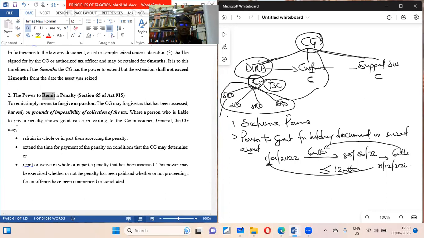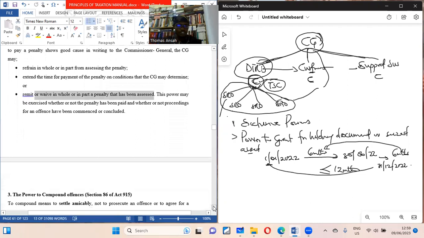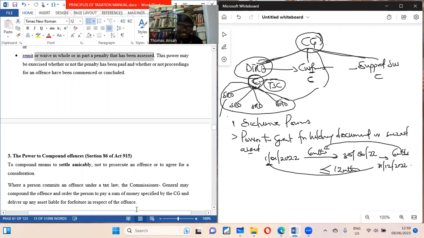All right. Now, it has to be under certain grounds. What are the grounds we are referring to? To remit simply means to forgive or pardon. So the Commissioner General can forgive you the tax that has been assessed, but only on the grounds that it is impossible to collect the penalty. But in doing that, he may ask you to forfeit something. Where a person is liable to pay a penalty, the Commissioner General may refrain from assessing the penalty wholly or in part, extend the time of payment, or remit or waive the whole thing. When they are doing this, they normally ask for something in return, such as you paying your tax liability, like the amnesty that happened. So you pay your liability, you are forgiven of the penalty and the interest.